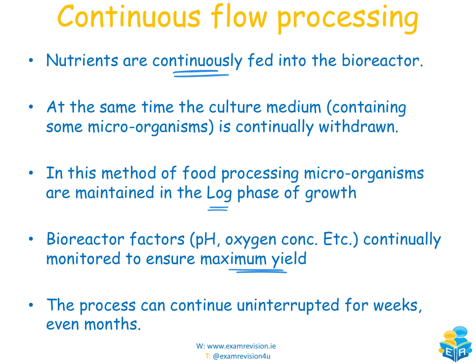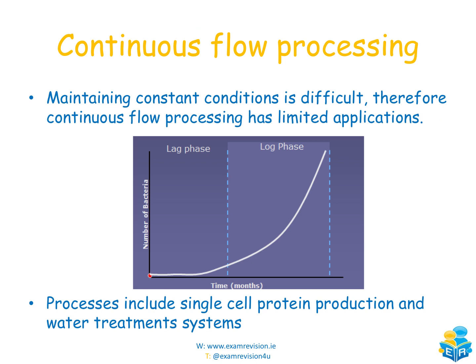So they don't have to start, stop it. They don't have to take everything out and clean it and start again. They can actually just keep it going and going once they take out some of the medium and keep putting nutrients in. So again, maintaining constant conditions is difficult. Therefore, continuous flow processing has limited applications. Processes include single cell protein production and water treatment systems as well. It wouldn't be used as much in food production. That generally would be batch food processing, but it does have its uses as well.